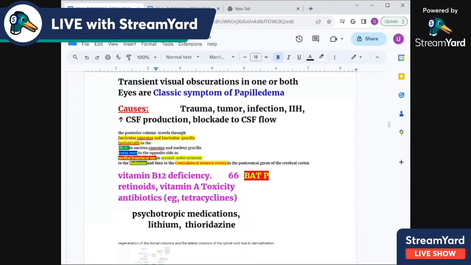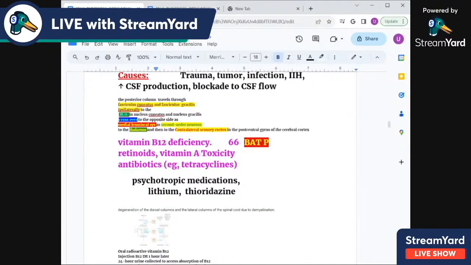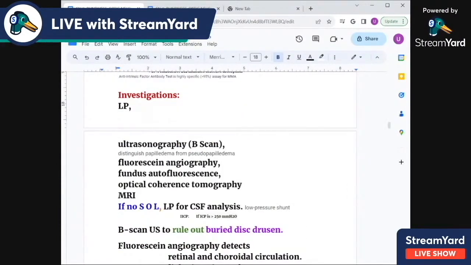Which vitamin excess causes papilledema? It's vitamin A excess that causes papilledema. Vitamin B12 deficiency causes papilledema. Which antibiotic? Tetracycline may cause it. And I've already said that lithium and thiazide may also cause papilledema. So, investigations in papilledema. Next topic, lumbar puncture.